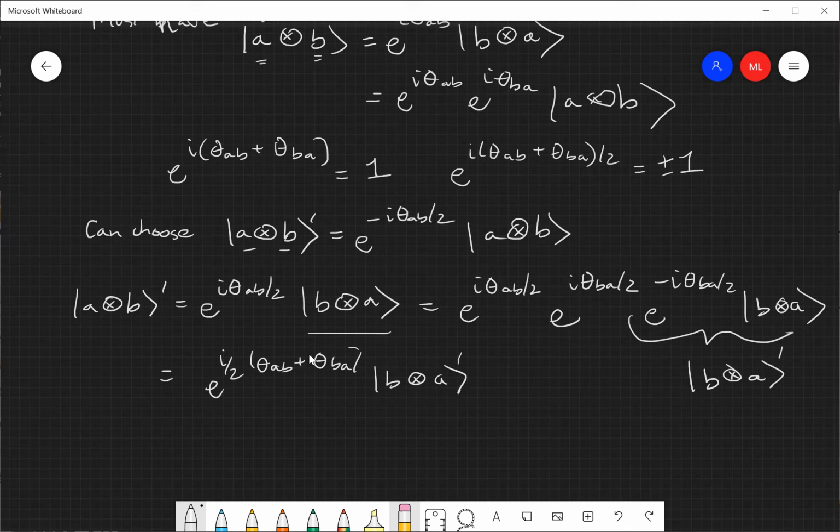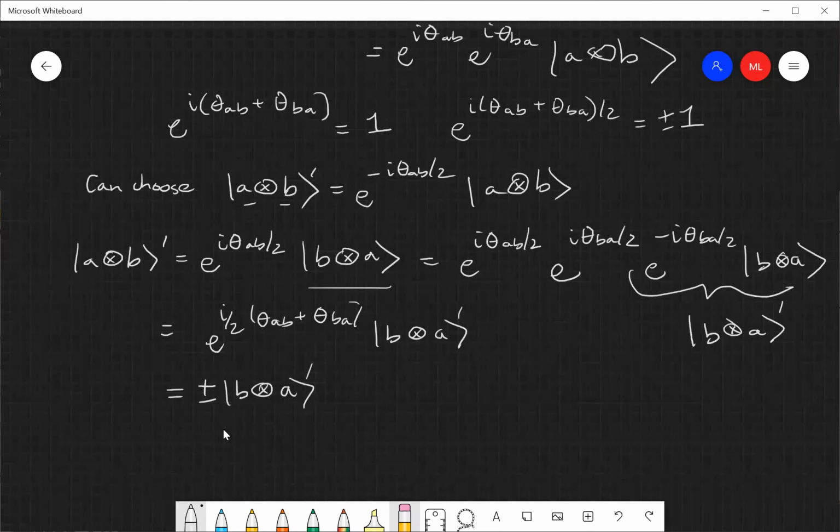But we already decided that this is plus or minus 1. So these states, under particle exchange, flipping the states of the two particles, either remain the same or pick up a minus sign. And those are the only two possibilities. So the only two kinds of states we have are ones that change sign under particle exchange, and those are the fermions, and ones that don't, and those are the bosons.